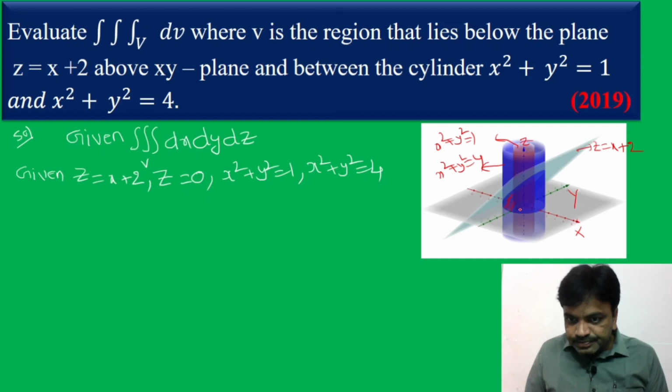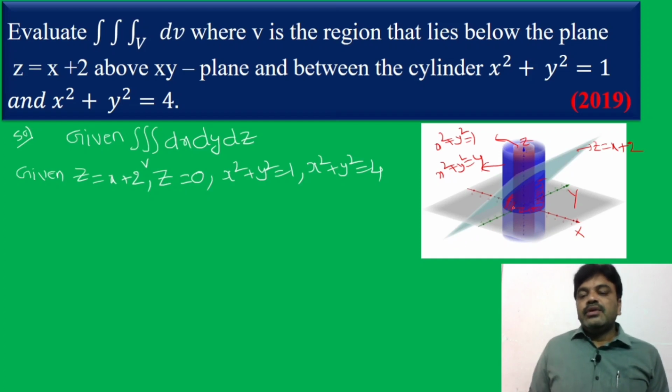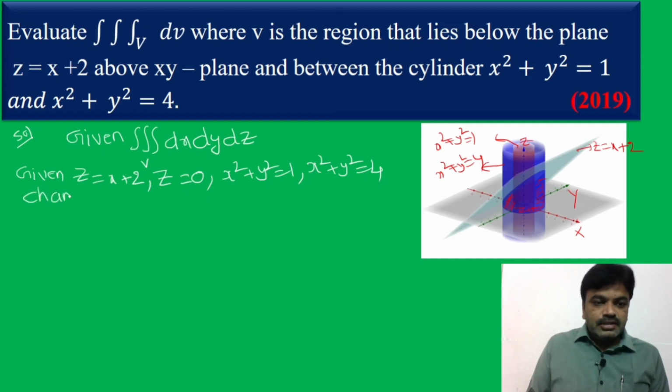This is our region. We are finding the volume of this region. To evaluate this integration easily, I want to convert this Cartesian form into cylindrical coordinates.